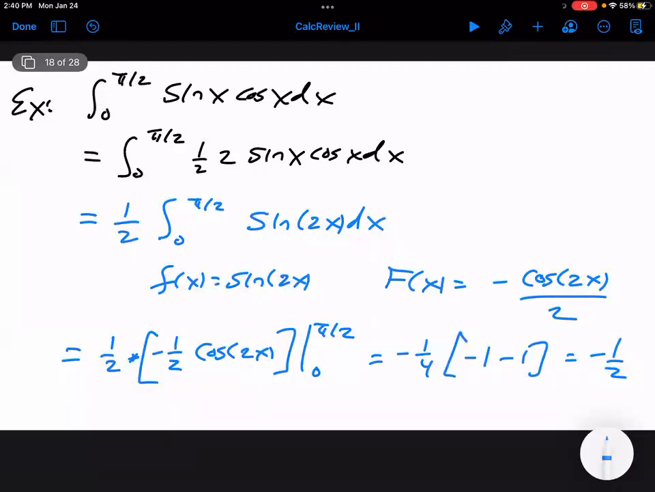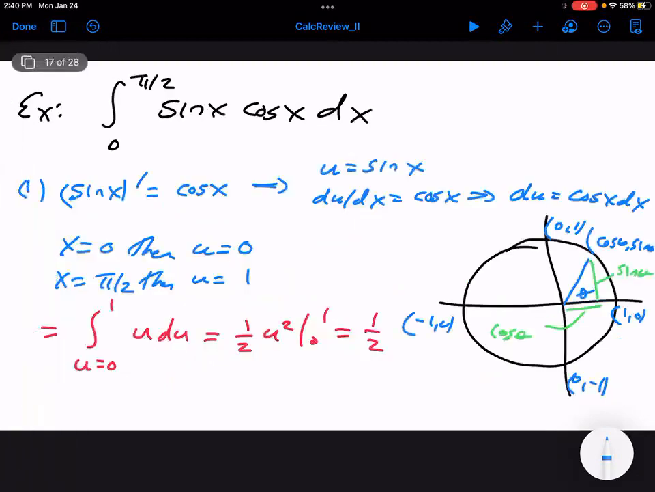So we could do this without doing u substitution by just using trig identities. What's interesting is when we do it this way, we get the antiderivative is minus 1/4 cosine 2x. When we do it this way, we're essentially getting the antiderivative is going to be like a 1/2 sine squared. And this tells us that you can have two different trig expressions that are equal but will look different.